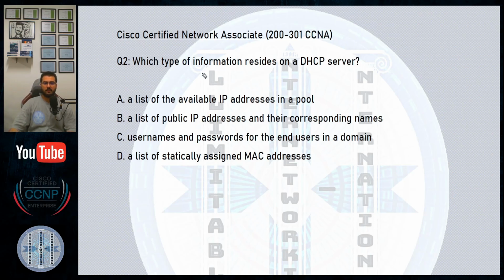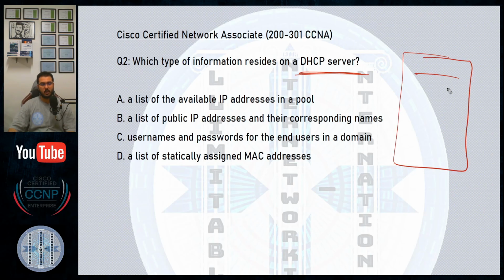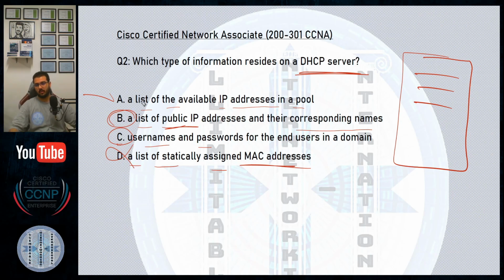Question number 2, which type of information resides on a DHCP server? When I access a DHCP server, what type of information should I see? A list of the available IP addresses in a pool. I will definitely see a private pool with some IP addresses inside. A list of public IP addresses and their corresponding names, and names here refer to resolving, so this is a DNS server. A username and a password, definitely a AAA server, and a list of statically assigned MAC addresses, no, not on the server side, so this will only be A.